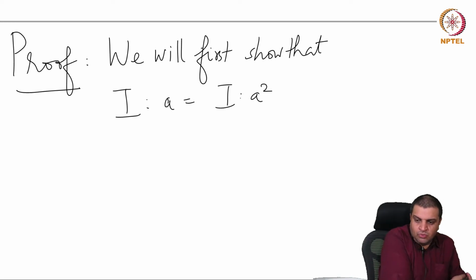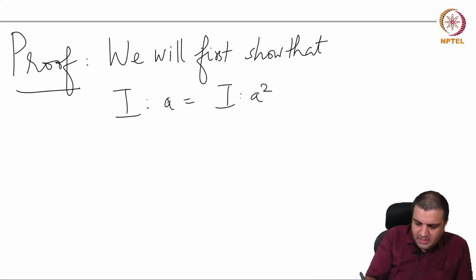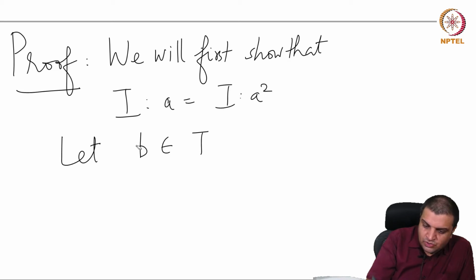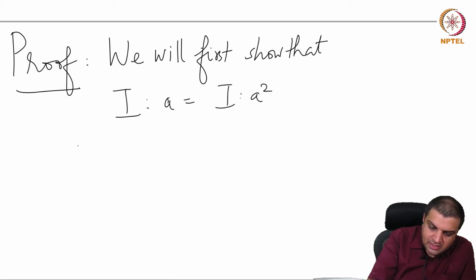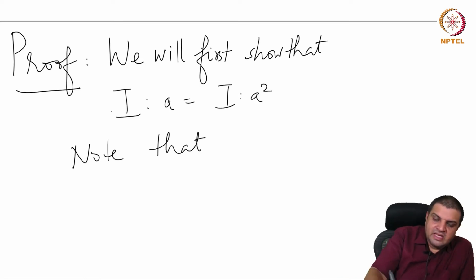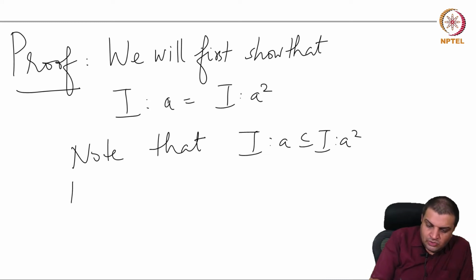Now how does that follow? So first of all there is always one containment. Note that anything that multiplies a into I will also multiply a squared into I, because I is an ideal. So I colon a is inside I colon a squared. Now let b be inside I colon a squared.